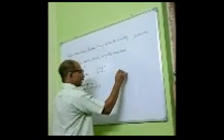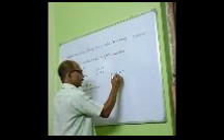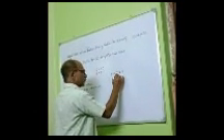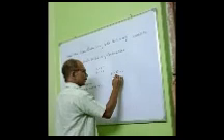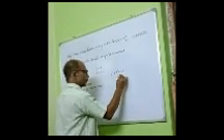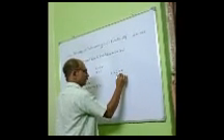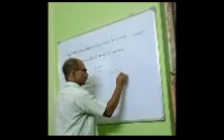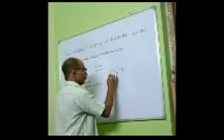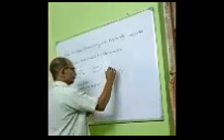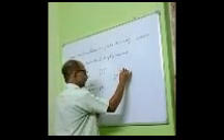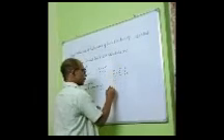Look at the example of carbon dioxide. Electronegativity of carbon is 2.5. That of oxygen is 3.5. Therefore, both the carbon-oxygen bonds are polar. That means this is delta plus, delta minus, delta minus.